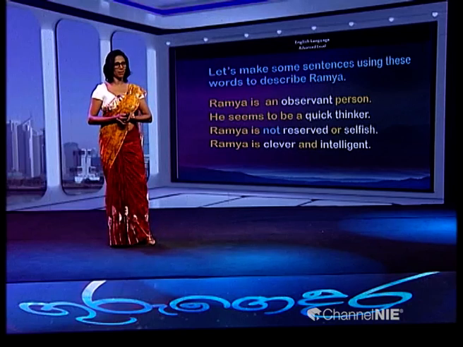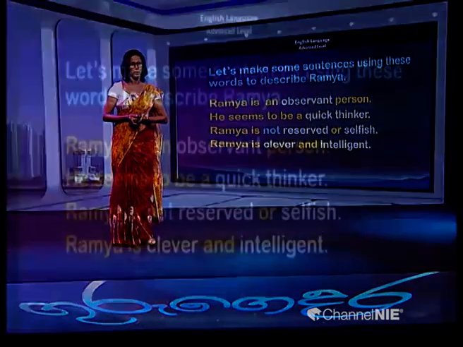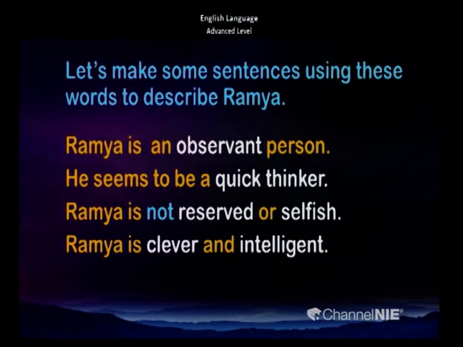So, I have chosen some words from the list. I think these words are there: observant, quick thinker, not reserved and not selfish, clever and intelligent are the words that I have chosen, and I have used his name as Ramya, and I have put them in sentences. Shall we read them? First one, Ramya is an observant person. By now, you may know the meaning of the word observant, and I taught you a similar word as well. Can you remember it? Starting with V, yes, vigilant.